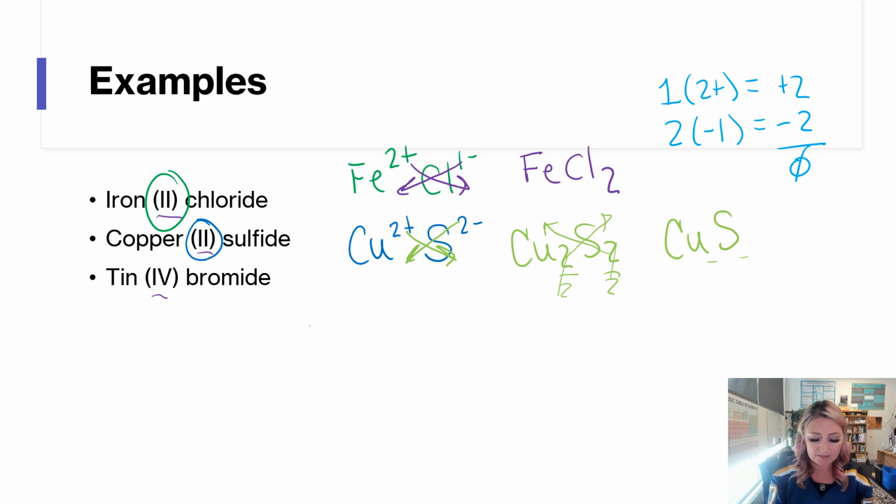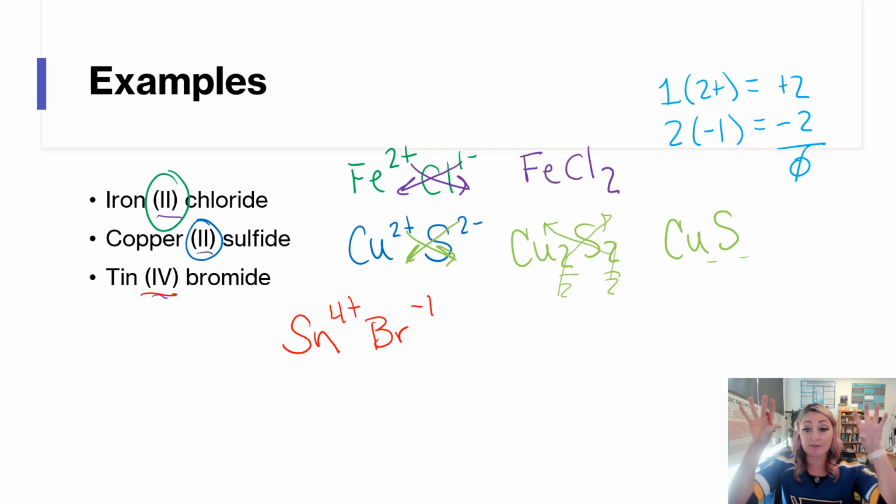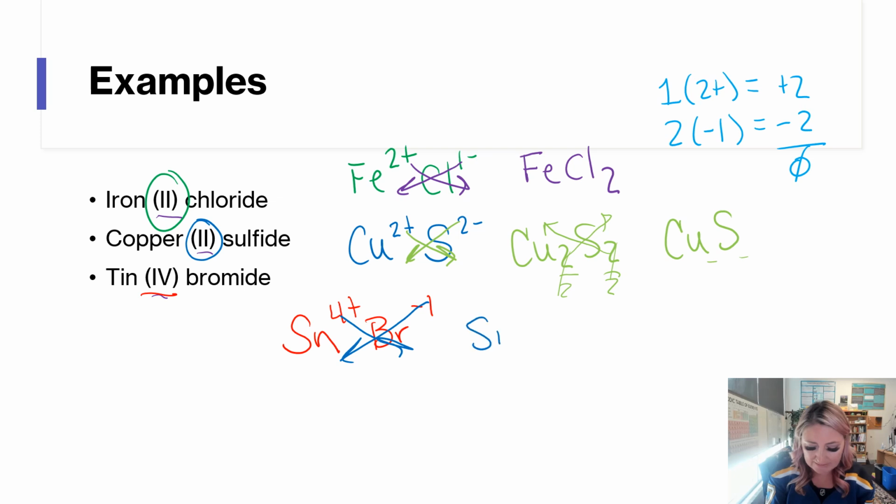All right, next example is tin 4, that is 4, bromide. So tin is Sn, because of course it is, with a 4+ charge. I know it's a +4 charge because it's given to me right there in the Roman numerals. It's fantastic. Bromide is bromine, Br, with a -1 charge. Okay, we have the symbol, we have the charge. We're ready for the drop and swap. Let's do it. I get Sn.